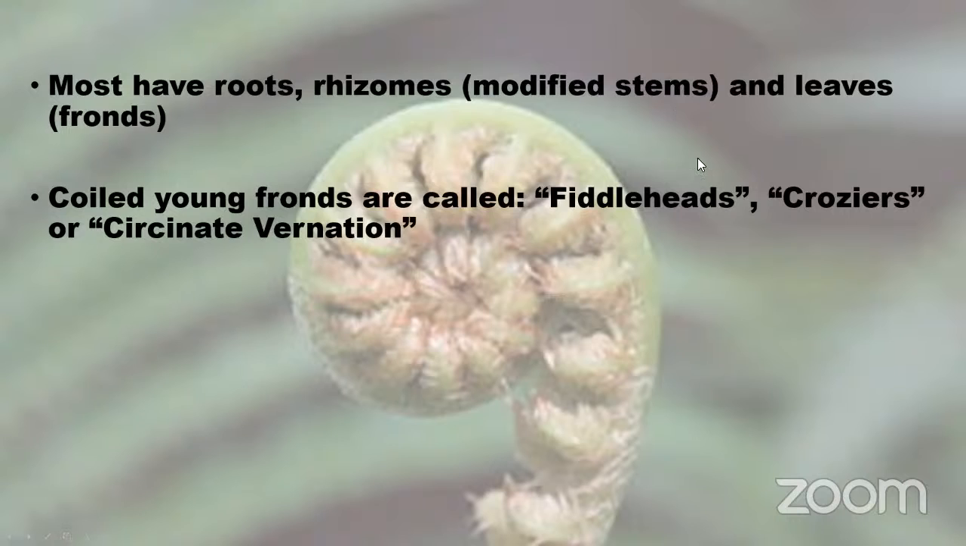There are some other terms for the same structure. Crozier, I believe, is named after a specific type of staff with a curl at the top, or we could call it circinate vernation. Anytime you see this word vern, it means young. So circinate is telling us that it's like a circle as the young frond is expanding. But these are all equivalent terms referring to this little spiral structure as the fern unfurls.